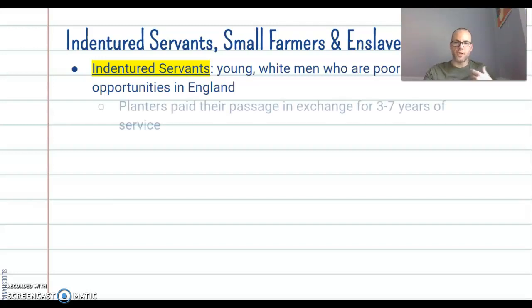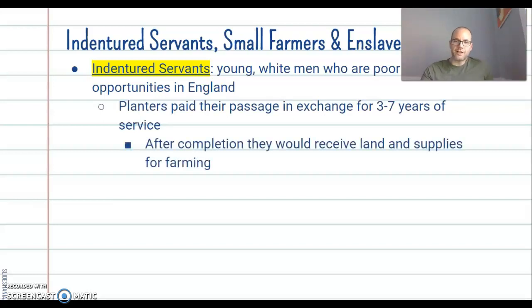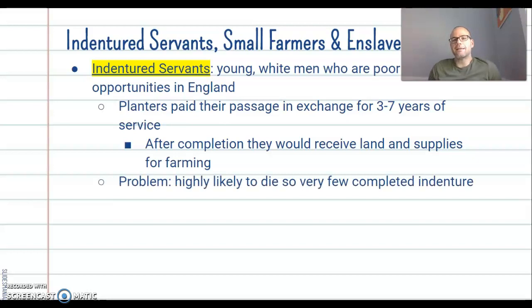So they're going to jump at this chance because all they have to do is agree to work for 3 to 7 years on a plantation. And in exchange, they're going to get land and supplies when they finish. I'll do that. Bet. Let's go. Here's the big problem. They are highly likely to die because, you guessed it, disease.